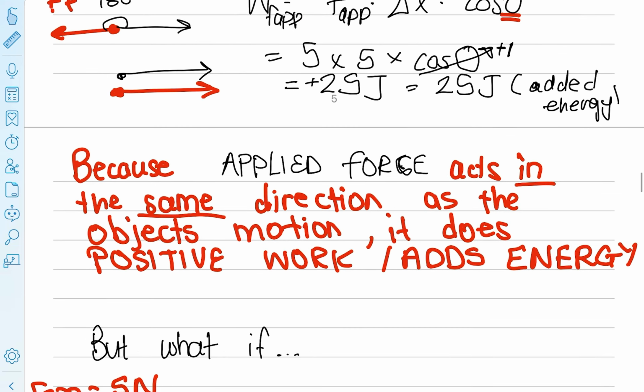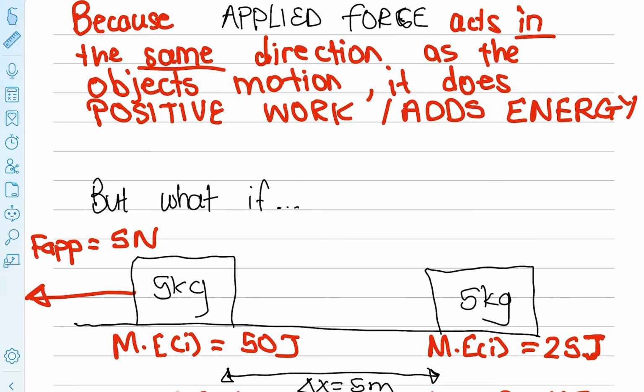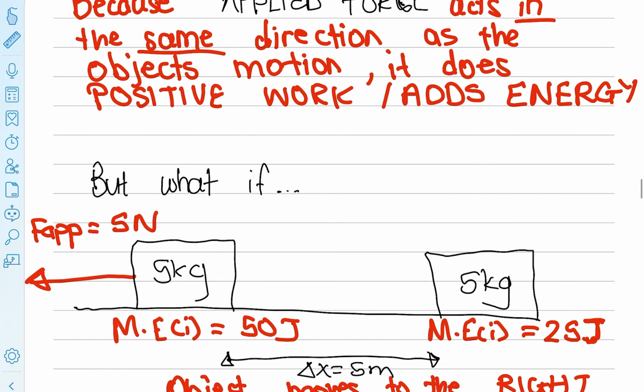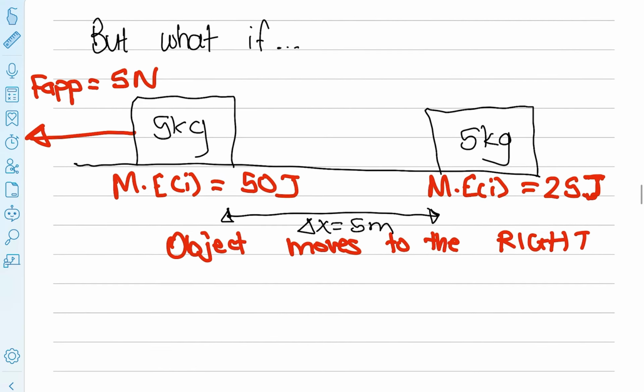But now I want to show you guys this. What if you have a situation like this? Here I was just saying, because applied force acts in the same direction as the object's motion, it does positive work, so it adds energy. But what if we have a situation like this? Same question, right? But now, the object moves to the right, but our applied force is to the left. I know some of you are like, what? How can that even happen? Because applied force always has to be in the direction that your object moves. That's not true. That is absolutely not true, right?